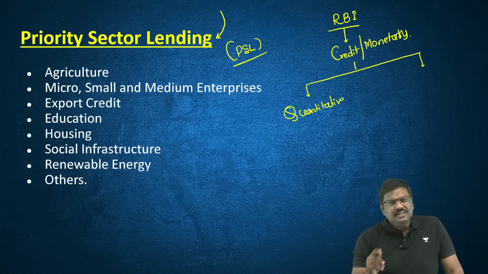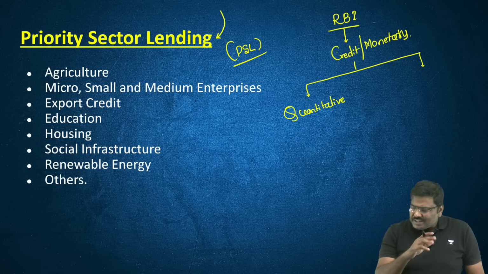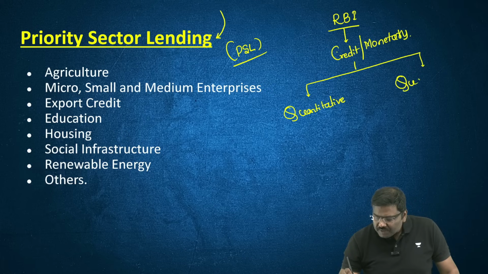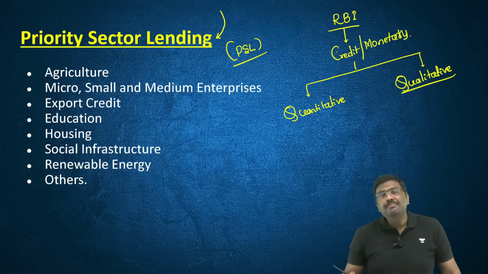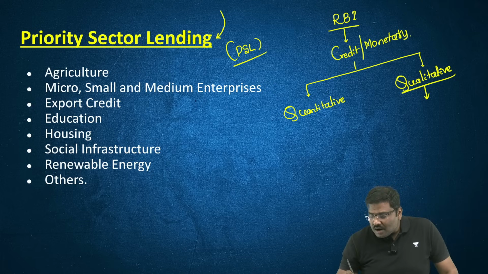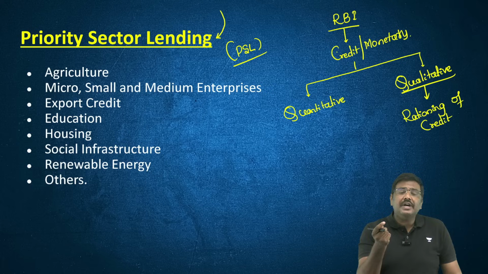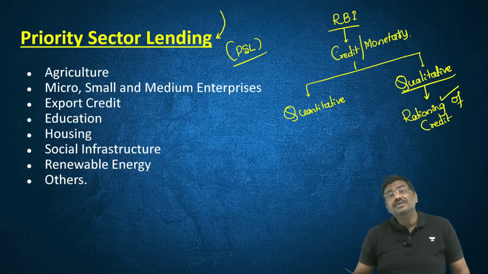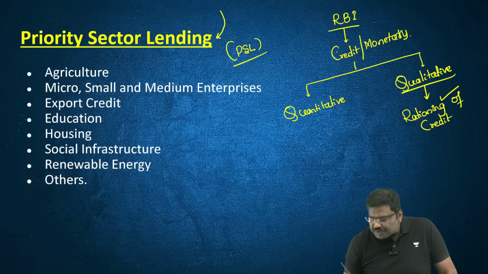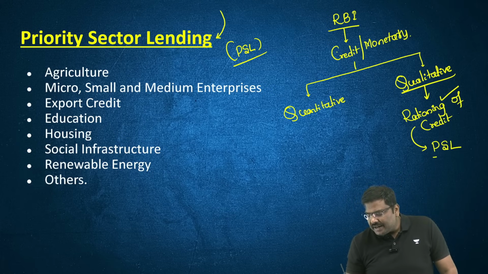Quantitative set of tools, that is general set of tools. And the second one is qualitative. Second one is qualitative or specific set of tools. Now, in case of qualitative, the most important tool is the concept of rationing of credit. Rationing of credit. What do you mean by rationing of credit? Distribution. How the credit is distributed, how the loans are distributed, that is called as a rationing of credit. And the tool that is used to ensure there is a rationing of credit is priority sector lending.